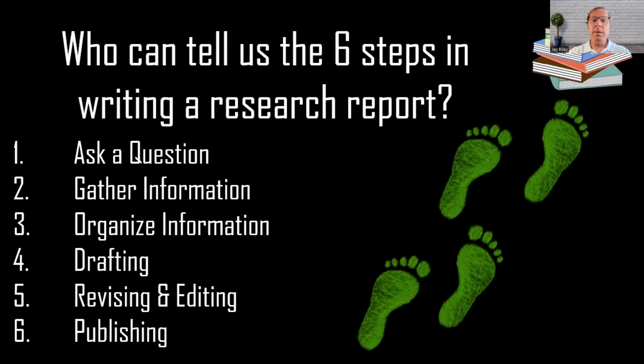So let's talk about the 6 steps in writing a research report. This is something we talked about in our first video. We said we want to start by asking a question. Then we're going to gather information, and we talked about the different sources that we can rely on. We're going to organize that information using graphic organizers. We're going to draft our essay or our research report. Then we're going to go back and we're going to revise and edit it.